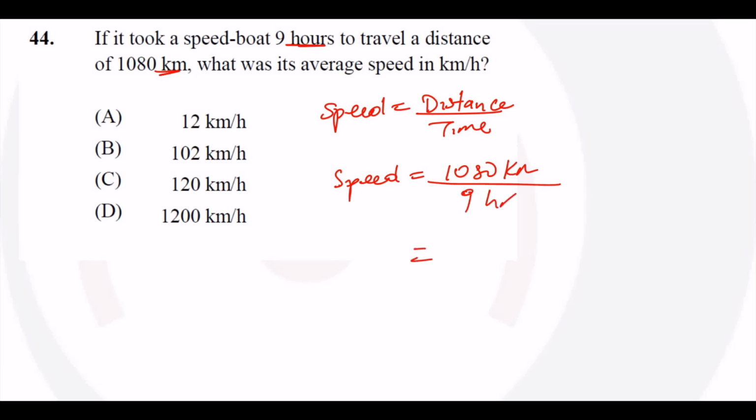So we know that 9 into 10 goes 1 time, remainder 1. 9 into 18 goes 2 times, and 9 into 0 is 0. So we get 120 kilometers per hour. So our answer matches C.